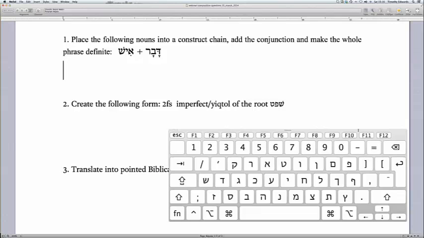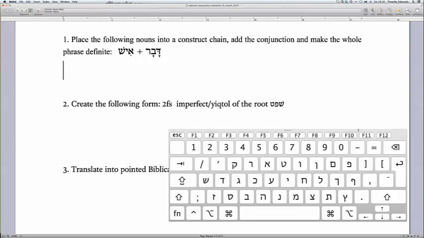So if I was doing this question, I would immediately think, okay, davar is the noun that has to go into the construct state. Now we have the initial kametz, which we know will reduce to a schwa. We also know that the second kametz under the bet will, when the accent is lost, reduce to a patach. You know, when we make a construct chain definite, the definite article goes on the absolute noun, so it will be attached to ish. And then we're going to put the conjunction on the front.